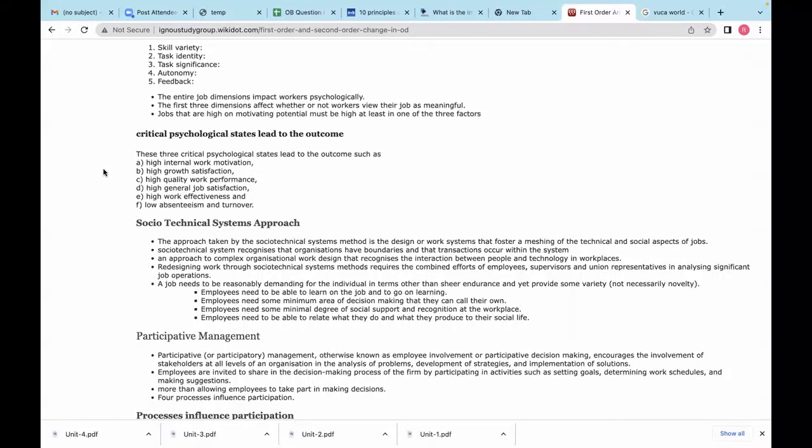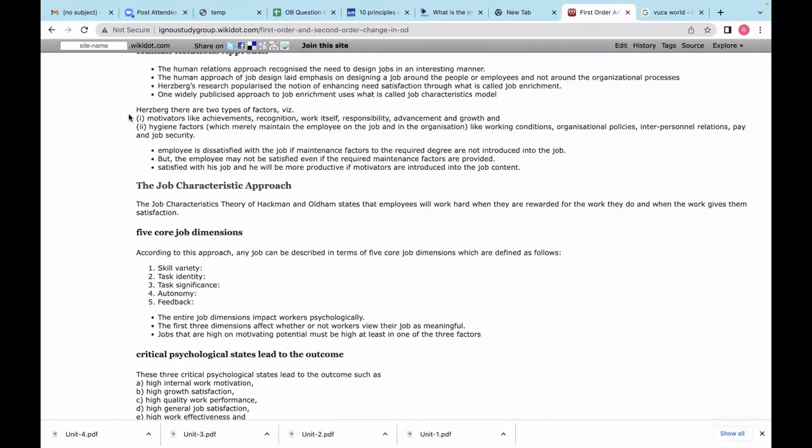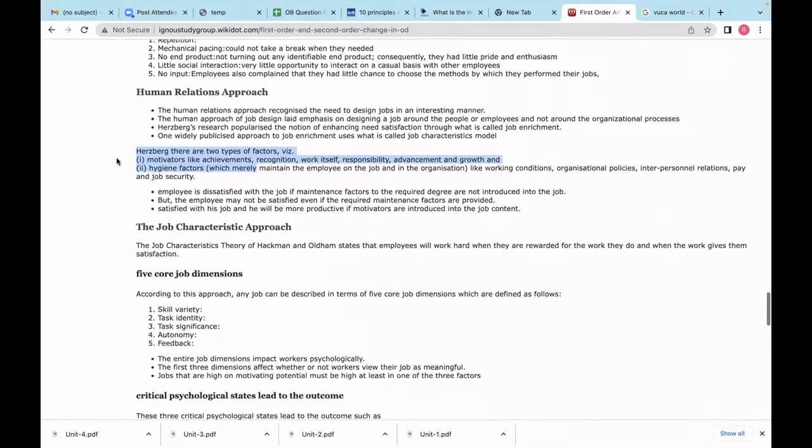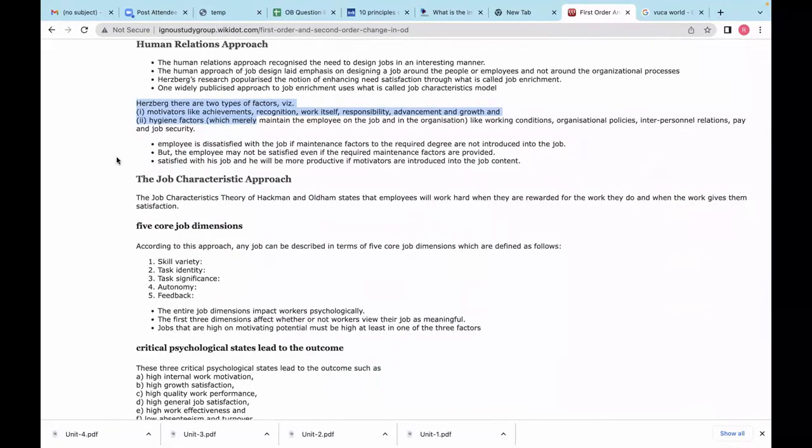The other one from OB is Herzberg's two-factor theory. If you remember, there is a need theory called Herzberg's two-factor theory, where we said there are two factors. One is hygiene factors, and the other is motivators. So this theory also belongs to this human relationship approach. These two theories I am not explaining in detail because I thought we already went through them in OB. There is no difference.